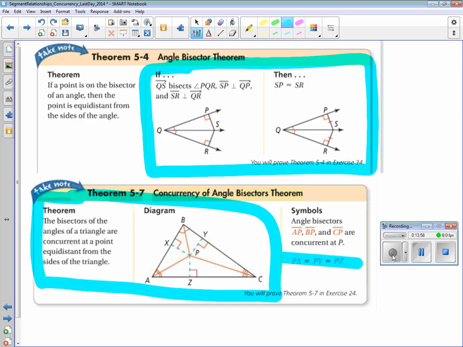So we have 2 theorems here that deal specifically with angle bisectors. And I think the first one is kind of almost a duh question. I think it just kind of naturally makes sense. If I have an angle bisector, and I'm just going to highlight the angle bisector here. So SQ or QS is the angle bisector. And if that's perpendicular to each of the 2 sides of the angle, then I know that the length SP and the length SR is equal. And that kind of makes sense.